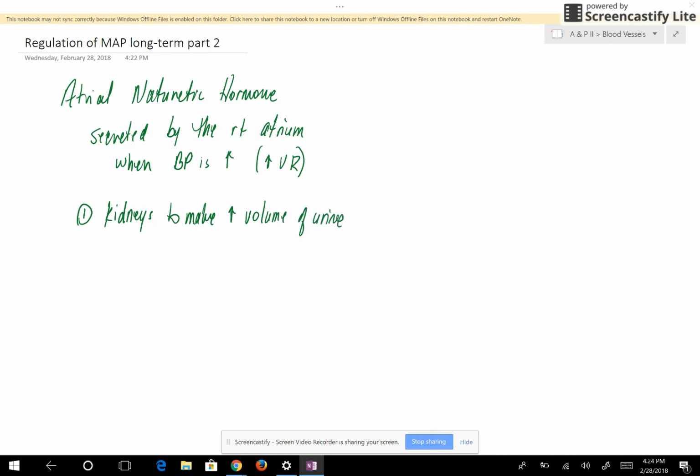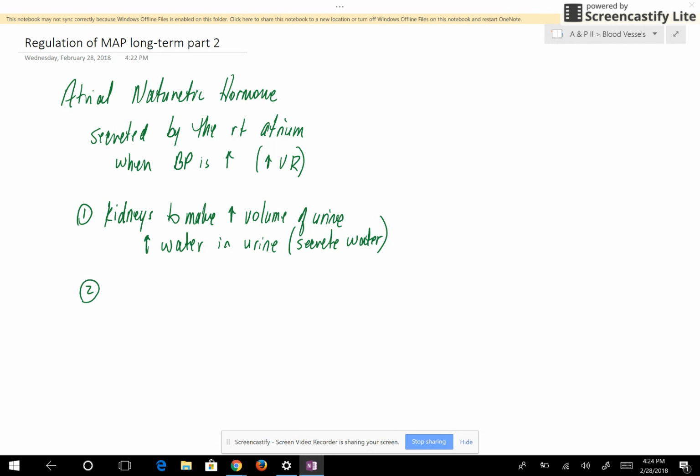And how the kidneys make an increased amount of urine is going to increase water in the urine. That could also be said that the kidneys will secrete water. If the kidneys secrete anything, that means it goes into the urine.